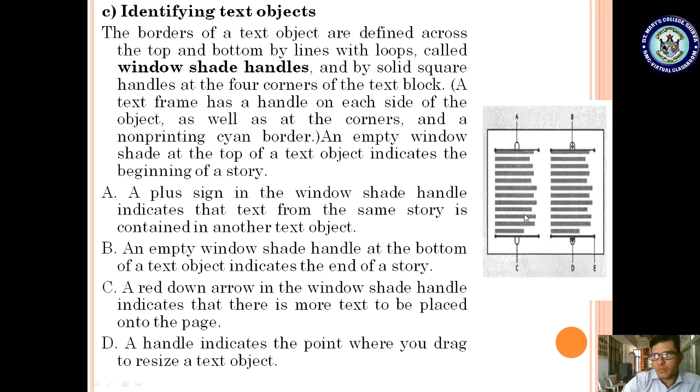Whatever text we place is treated as a story. A red down arrow in the windowshade handles indicates that there is more text to be placed onto the pages. So if you have a red symbol like this and you click here, you can place more text information in this frame or block.